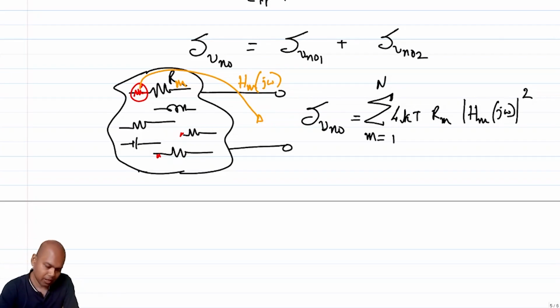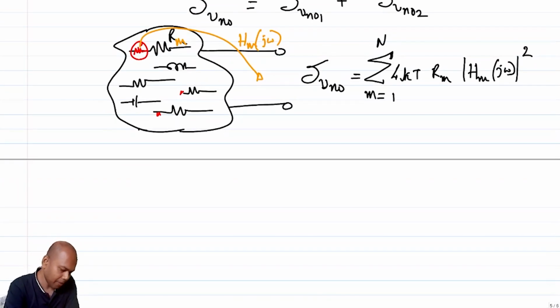So what Nyquist figured out a long time back is that there is a way of simplifying this problem by using our good old reciprocity theorem, and that is what we are going to see next, right?